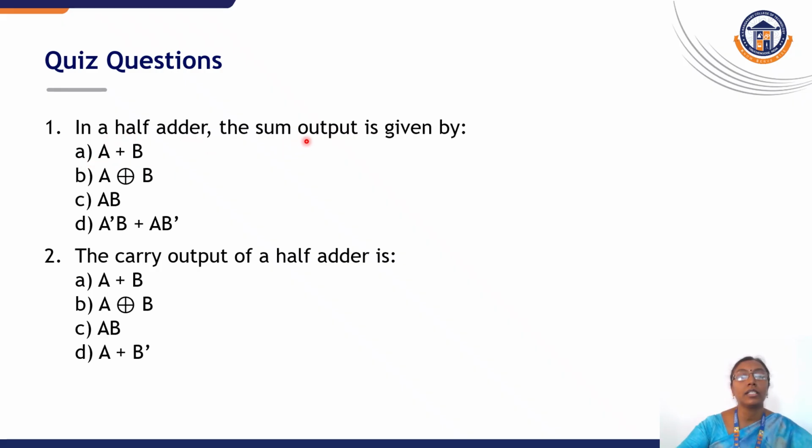In a half adder, what is the expression for the sum output, and for the carry output? The sum output for the half adder as well as the half subtractor is A XOR B. The carry output for the half adder is AB, and the carry output for the half subtractor is A bar B.